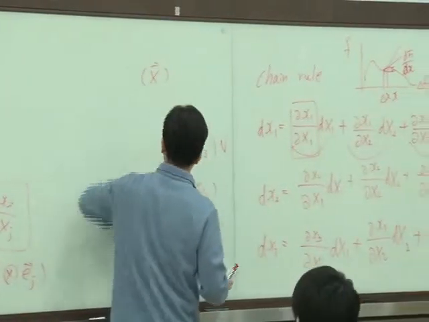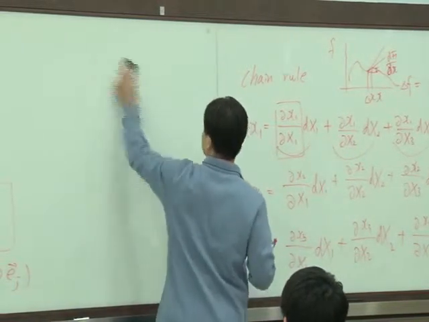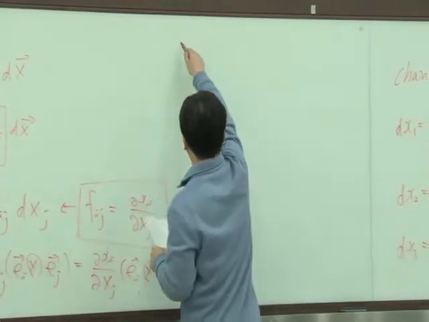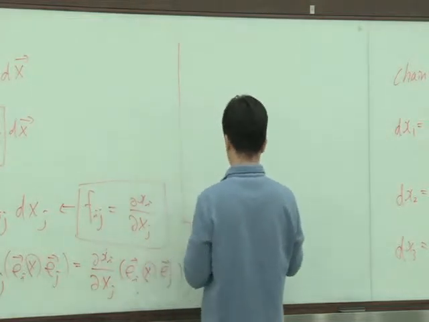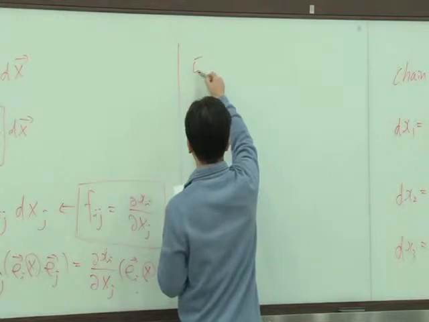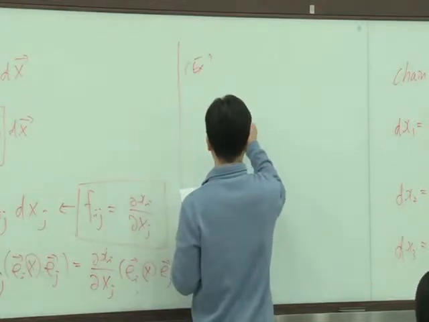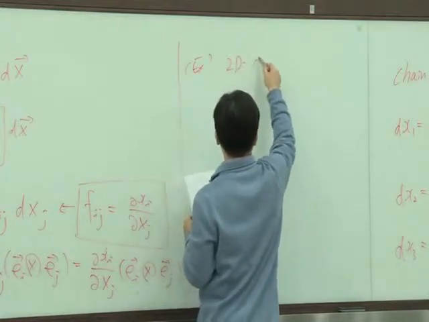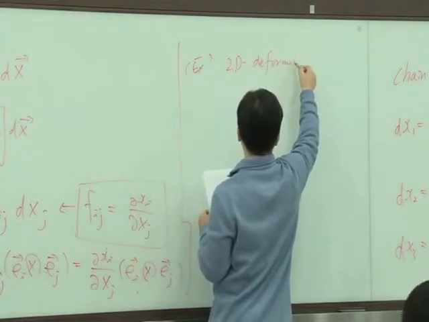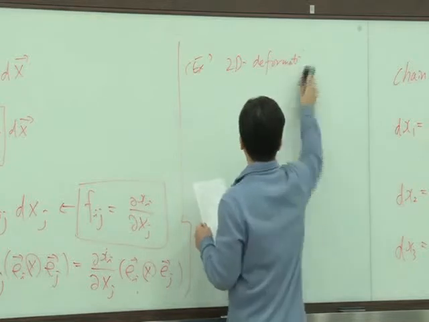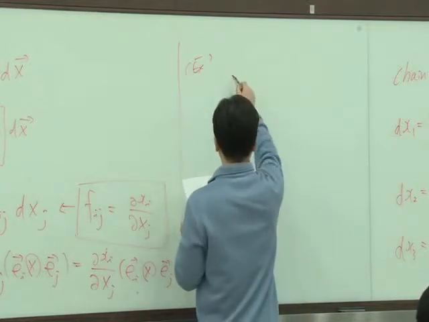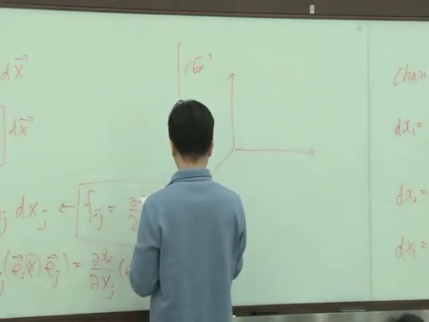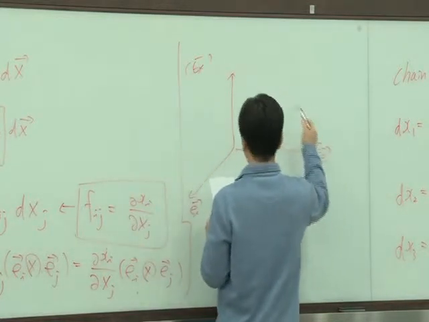Okay, let me give you an example. Let's consider 2D deformation. Yeah, let's consider 3D deformation. Okay, X1, E1, E2, E3.